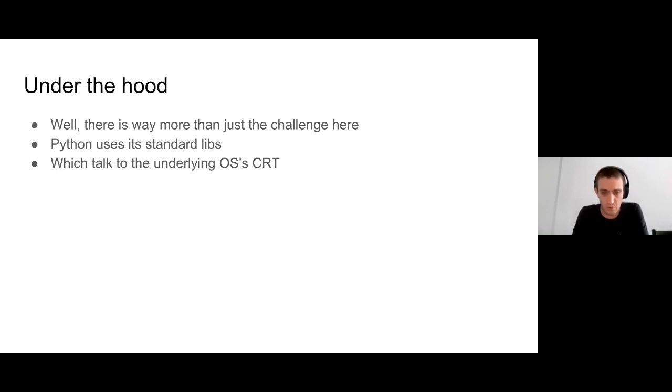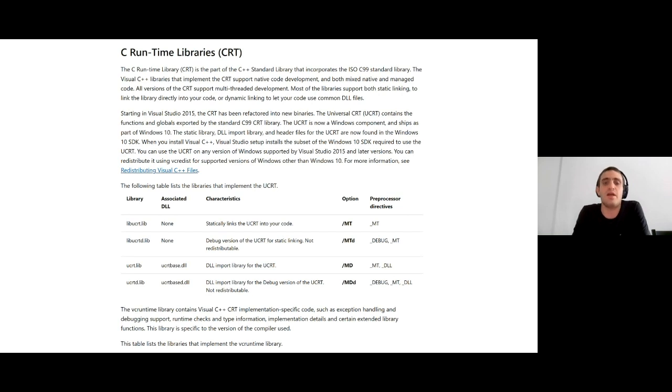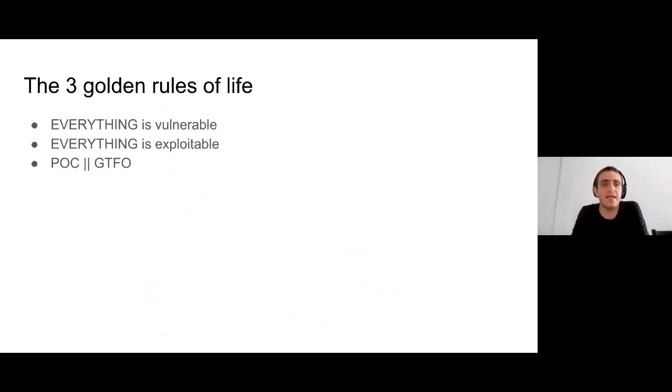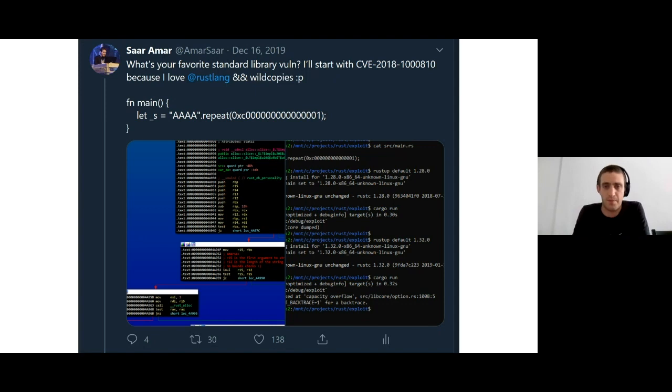And for all of you who ruled out the CRT as a good candidate in this challenge, I just want to remind you of the three golden rules of life, which are clearly: everything is vulnerable, everything is exploitable, and of course, POC or GTFO, because if we don't have POCs for the stuff that we find, they are basically meaningless, right?